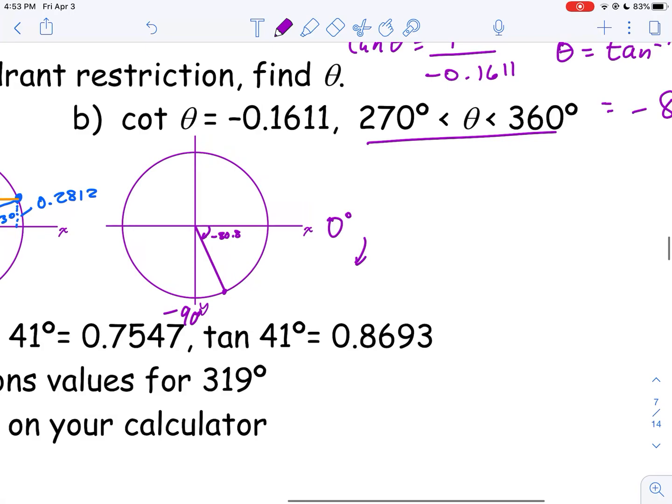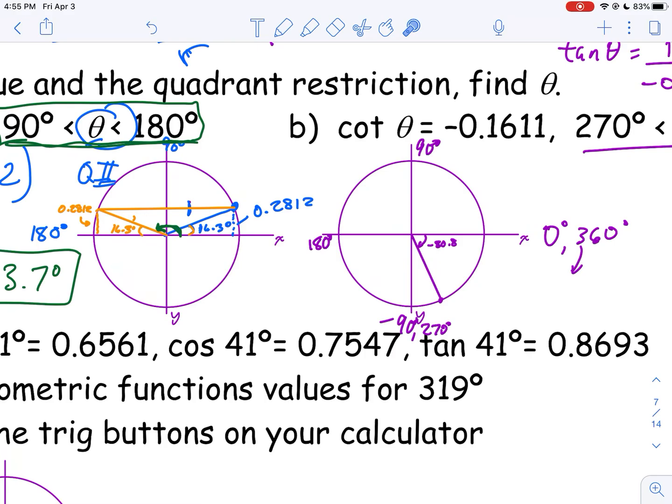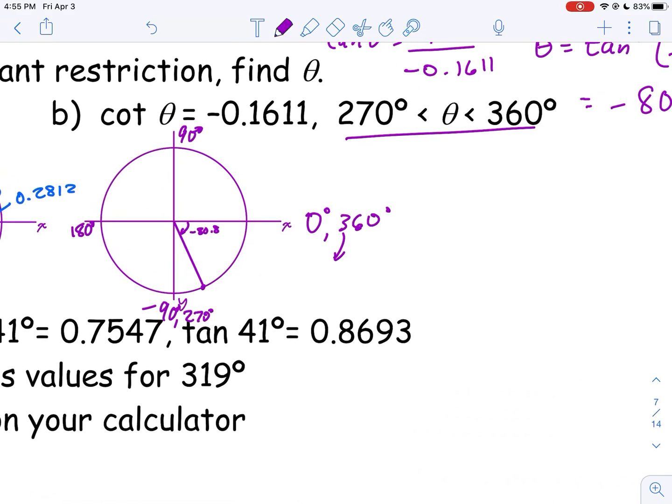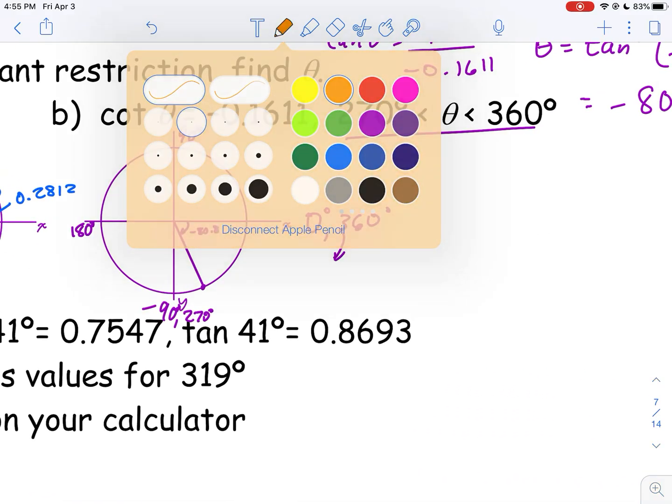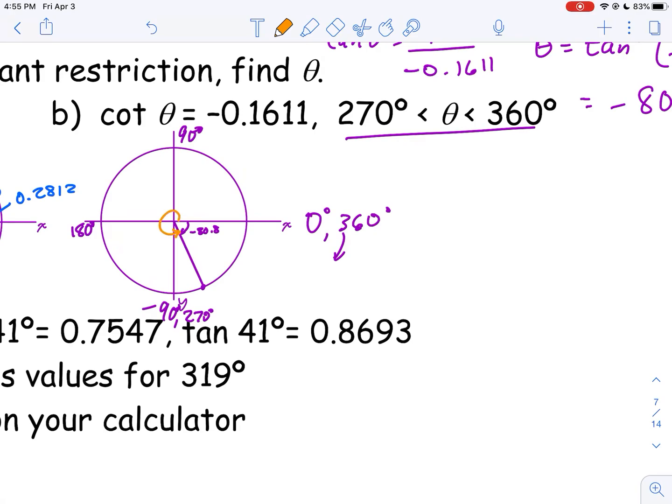And it wants an angle between 270 and 360, which if we go around knowing 90 degrees, 180, 270, 360, tells us we want an angle that's in this quadrant. So instead of going backwards, we just need to go around the other way to get that angle. We don't have to do quite as much work as we did over here. So here, we're just going to go the other direction.